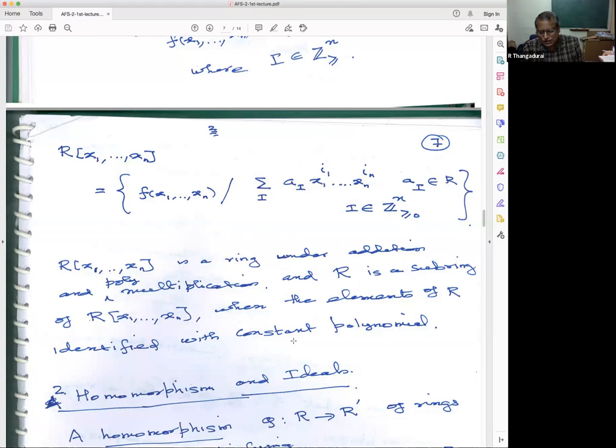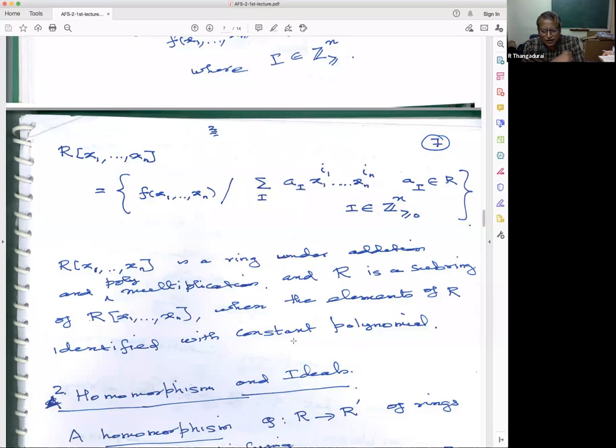When I add two finite sums, what I get is another finite sum. So this addition is closed. In fact, we can check that with respect to this polynomial addition, this is an abelian group.